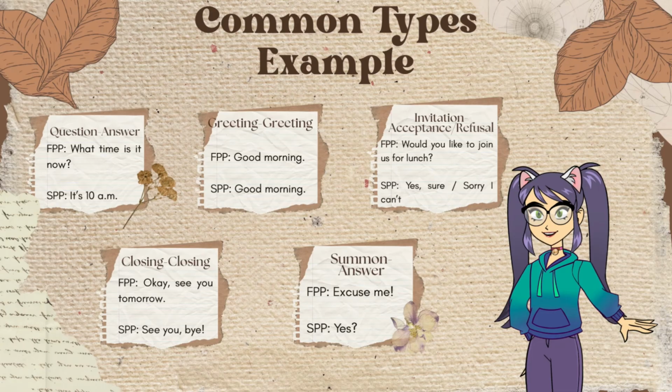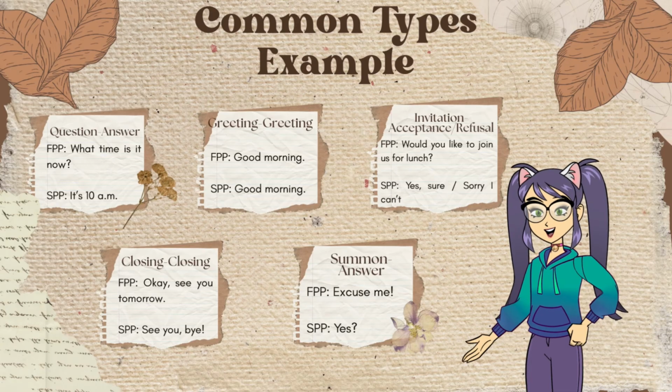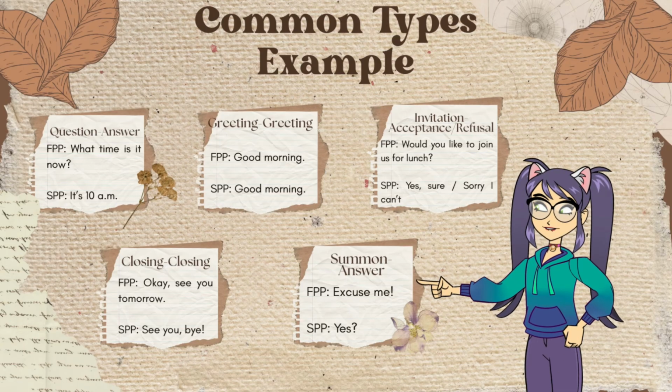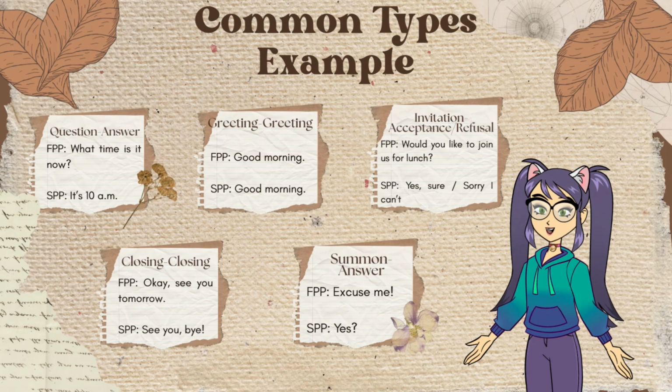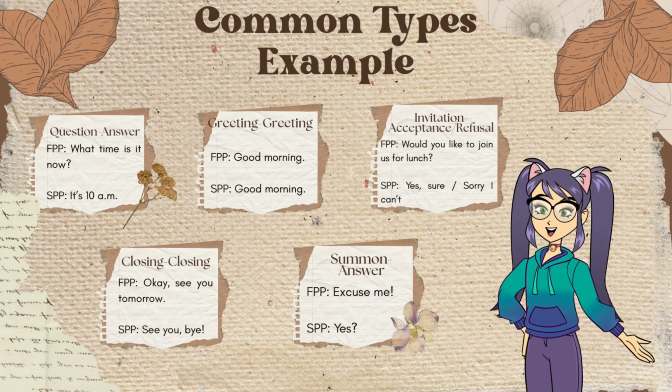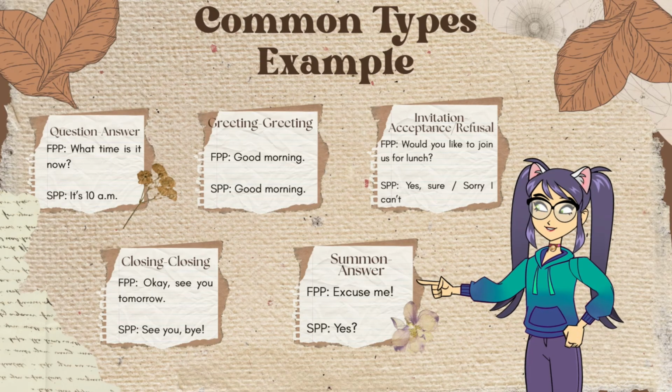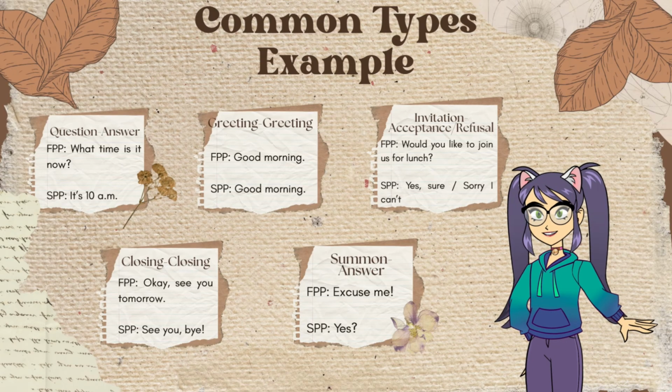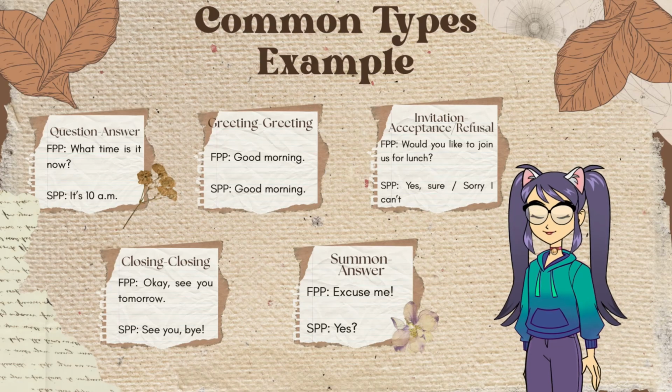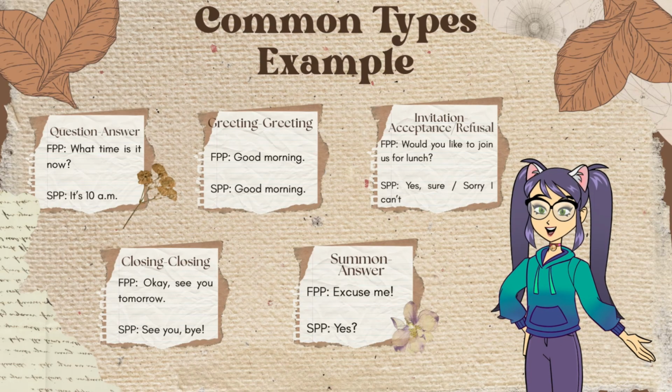Fourth, closing and closing. The FPP says, "Okay, see you tomorrow," and the SPP replies, "See you, bye." When someone signals the end of a conversation, the other person usually responds with another closing to confirm that the interaction is ending. Fifth, summon and answer. When the FPP says, "Excuse me," the SPP must answer, "Yes." A summons is used to get someone's attention. The expected SPP is an acknowledgement to show the listener is ready to engage.